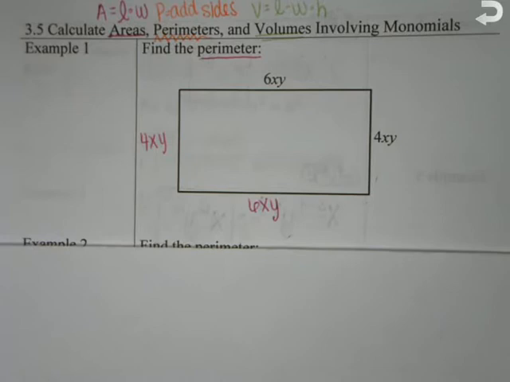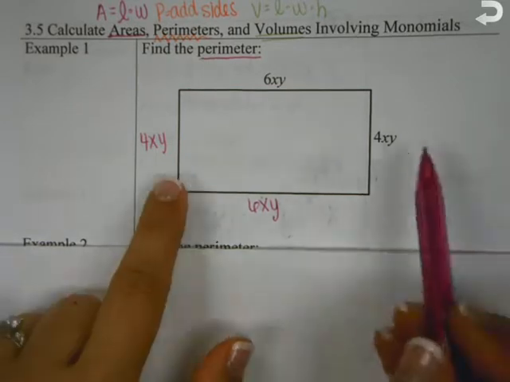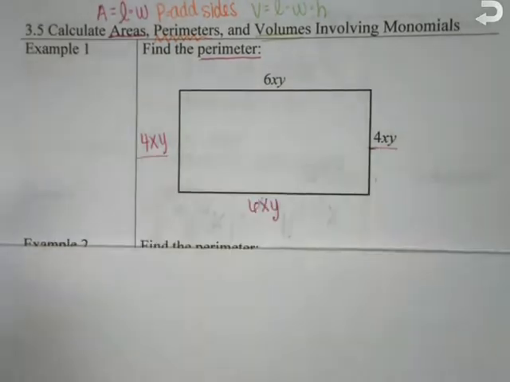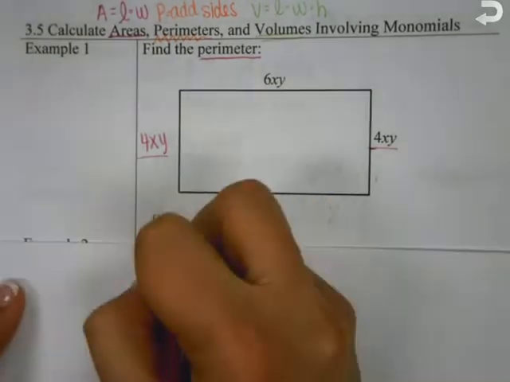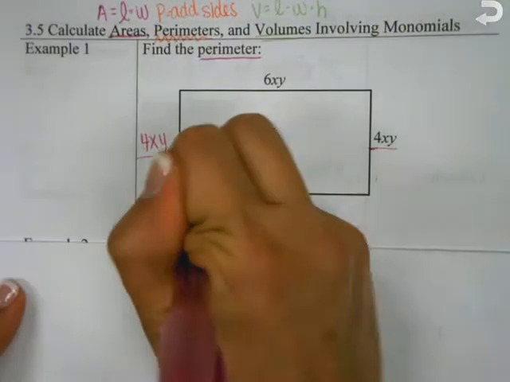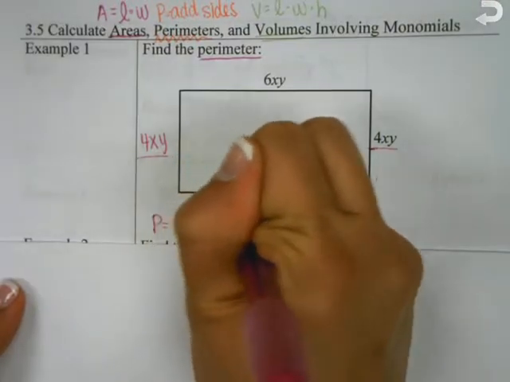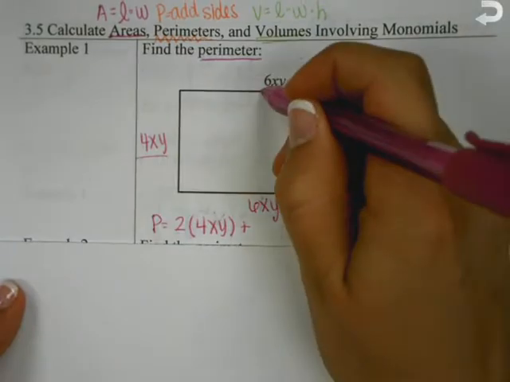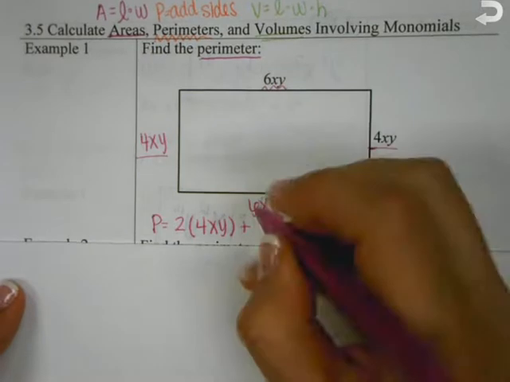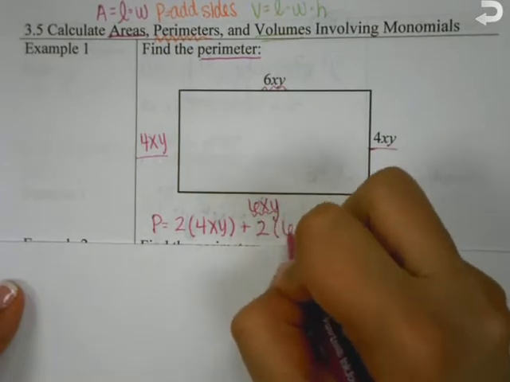Yeah, but you guys see I have 4xy written twice, so that means I can take perimeter equals 2 times 4xy plus, how many times is 6xy written? Twice, so plus 2 times 6xy. You can do it both ways. Either way works.